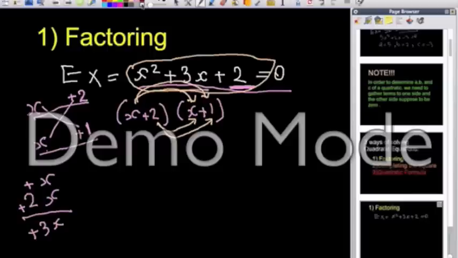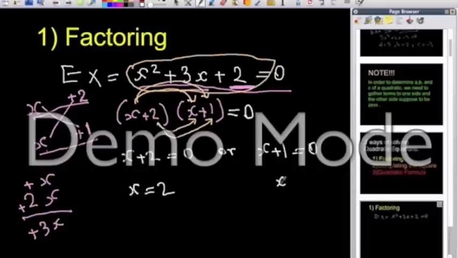Let's move on to the third step, which is using the null factor law. Wait, we forgot equals 0 right here. Okay. So, x plus 2 equals 0, or x plus 1 equals 0. This is the null factor law. Okay, let's figure it out. x equals -2 and x equals -1. That's it. These are our two answers.